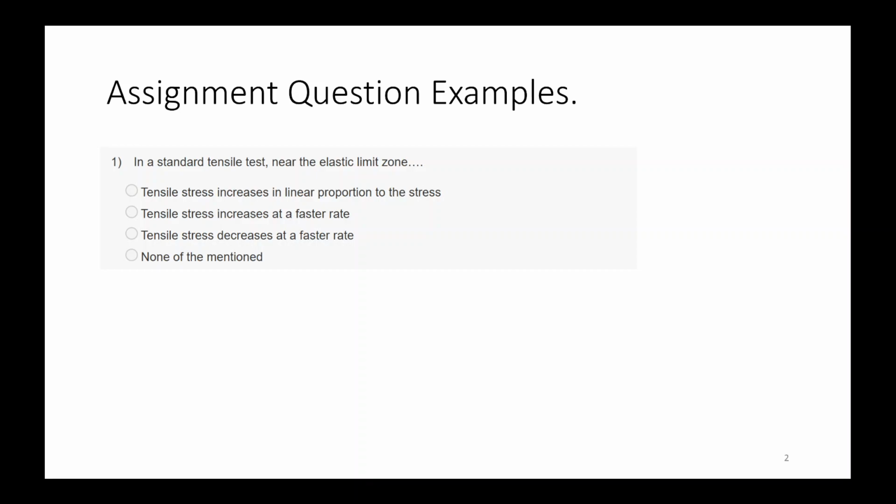you have to complete the sentence. Your options are: tensile stress increases in linear proportion to the stress, or tensile stress increases at a faster rate, or tensile stress decreases at a faster rate, or none of the mentioned. So your answer will be C. Tensile stress decreases at a faster rate.